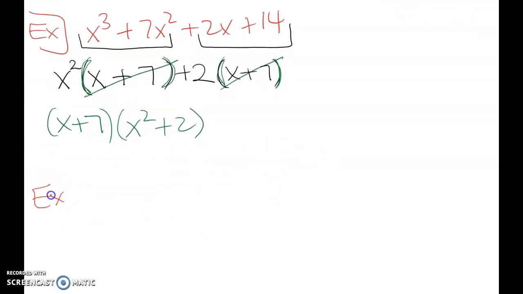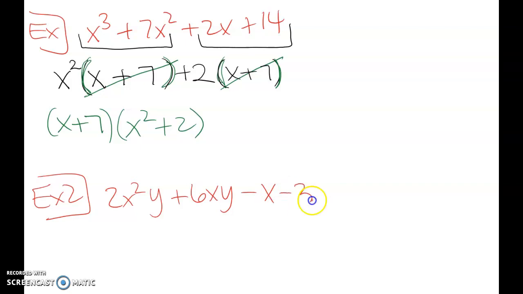So let's see example 2. 2x squared y plus 6xy minus x minus 3. And step 1 was to group the first two and group the last two. Step 2 was to take out what they have in common.